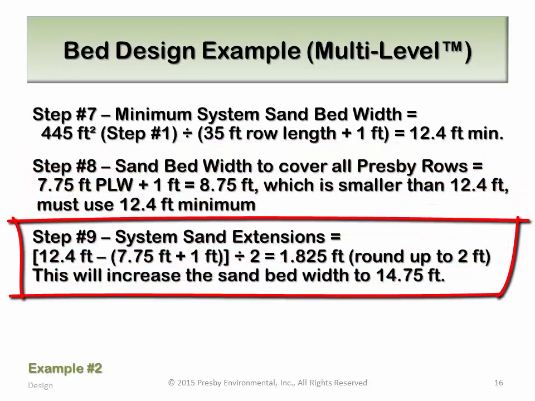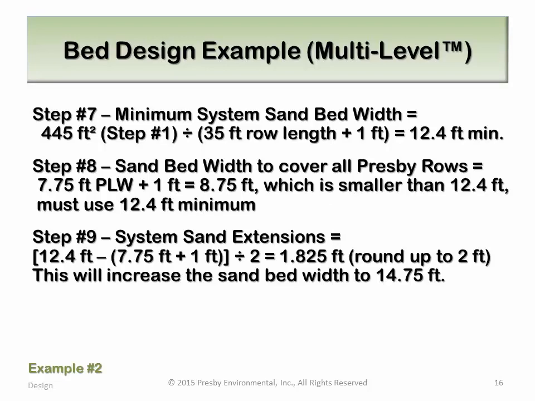Step 9 calculates any system sand extensions that might be needed. And in this example, there will be, because the value from step 7 is larger than the value from step 8. To find the width of the extension, just subtract 8.75 feet from 12.4 feet and then divide by 2, which provides a 1.825 foot extension on each side of the Presby rows. For practical purposes, let's round that up to 2 feet for ease of construction.